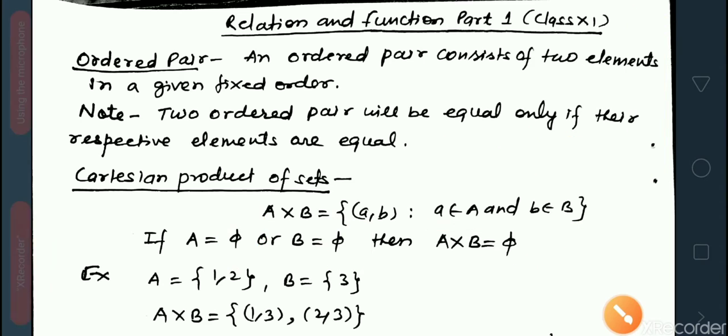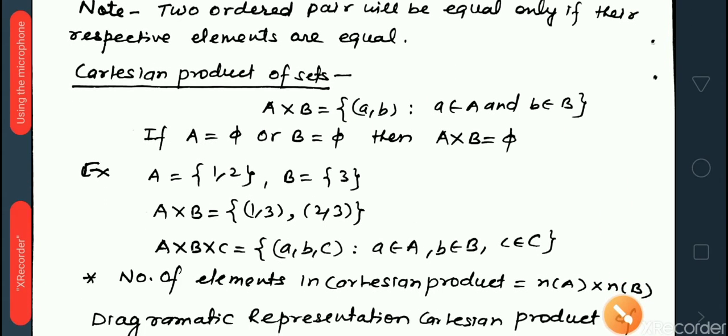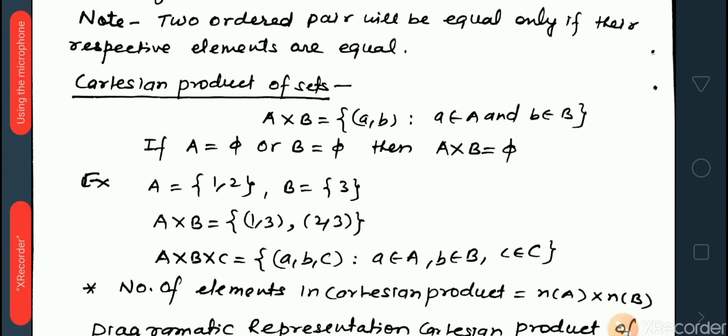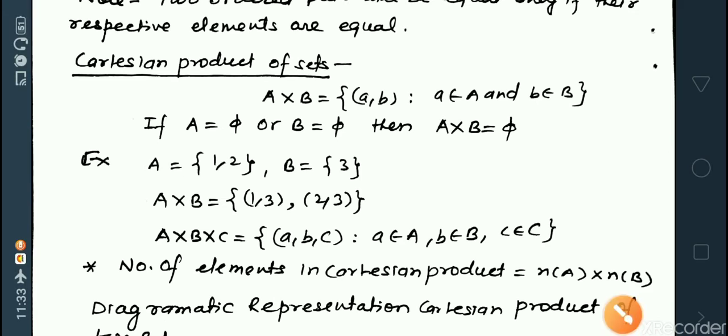Have a look at an example. Here we have A is equal to {1, 2}, B is equal to {3}, then A cross B is equal to {(1, 3), (2, 3)}. Total number of elements is 2.